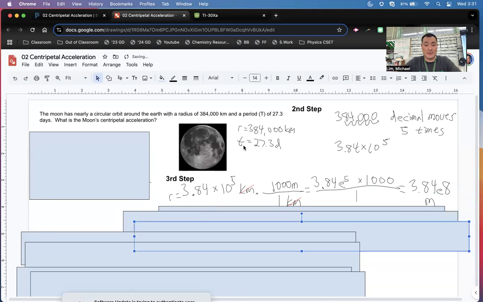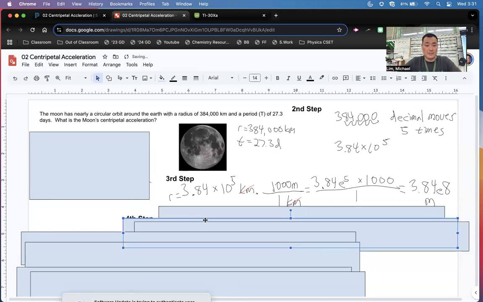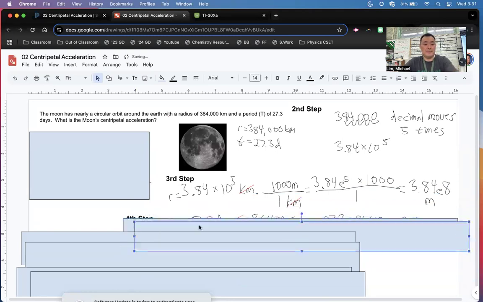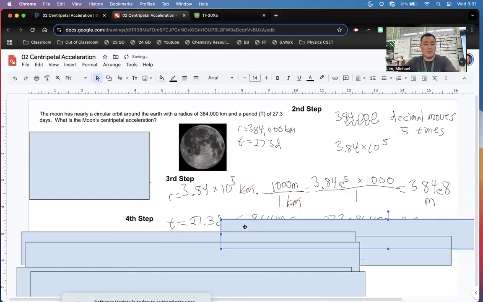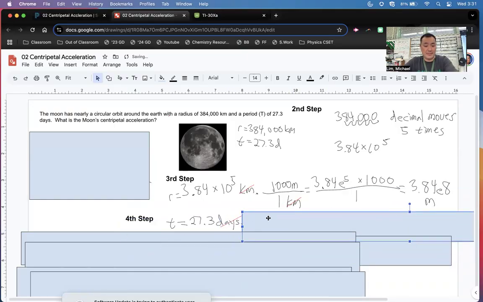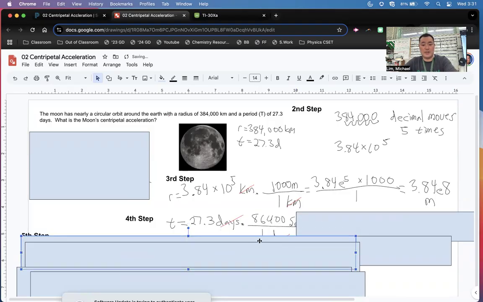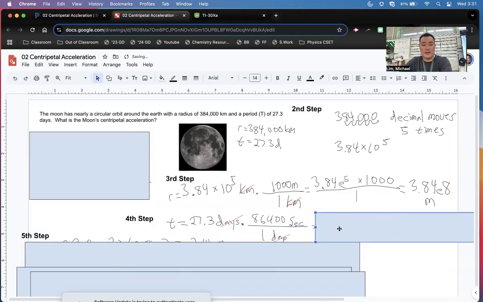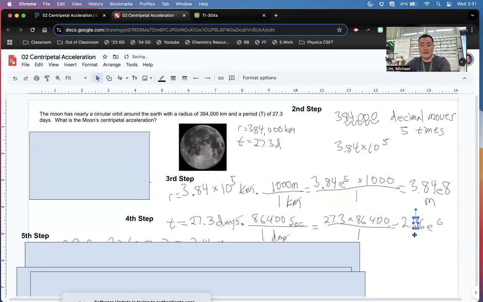We're going to do the exact same thing with time. So T equals 27.3 days multiplied by a conversion factor. And each day there are 86,400 seconds. So when I multiply these across, I put in 27.3 times 86,400 in the calculator, and I'll get 2.36 E to the 6th, or 2.36 times 10 to the 6th.